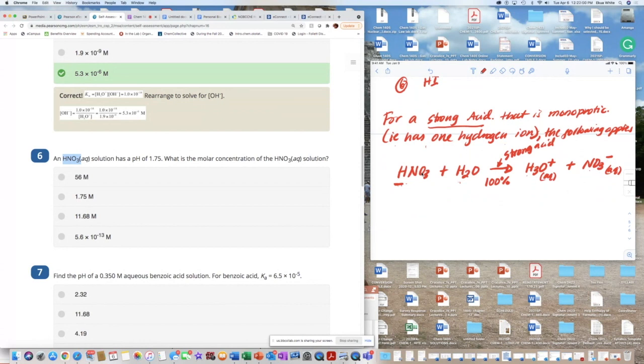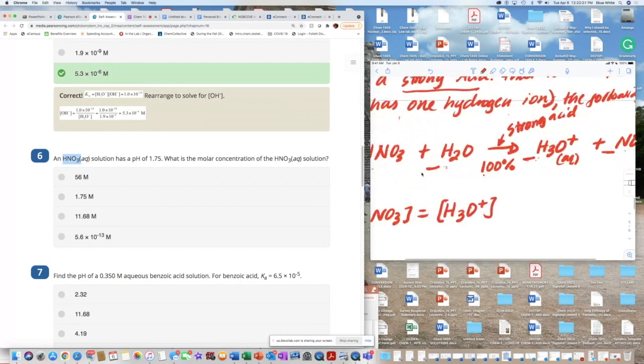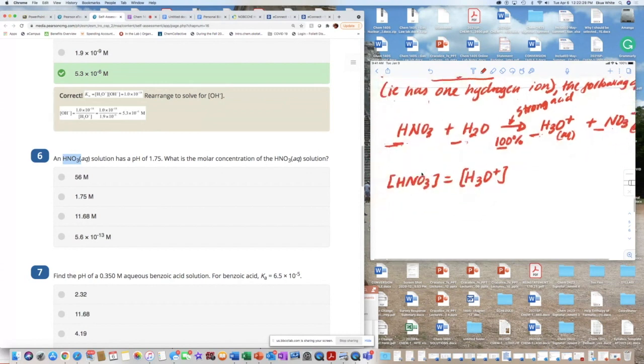So what do I mean here? The concentration of the nitric acid is the same thing as the concentration of H3O+. I did all this just to say that you see the 1 to 1 to 1 to 1 mole ratio. Whatever concentration the H3O+ is also the concentration of the acid, because you have a 1 to 1 to 1 to 1 mole ratio. And we said it's 100% ionized.